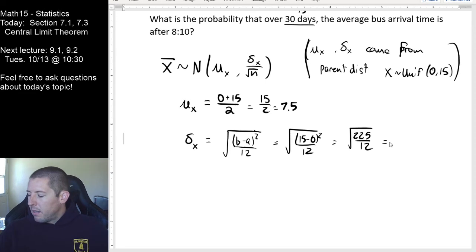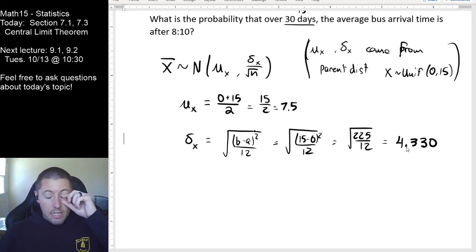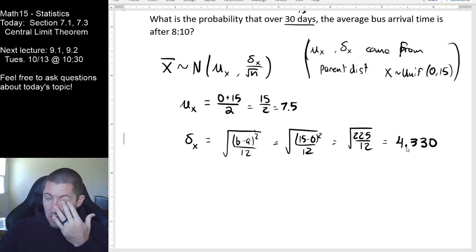And if I go to my calculator for this, I'm going to get the square root of 225 over 12, and I'm getting 4.330. By the way, I would like to ask that all of us keep at least 3 decimal places on all of our standard deviations. These little bits are going to end up making a difference, especially as these numbers get smaller and smaller.